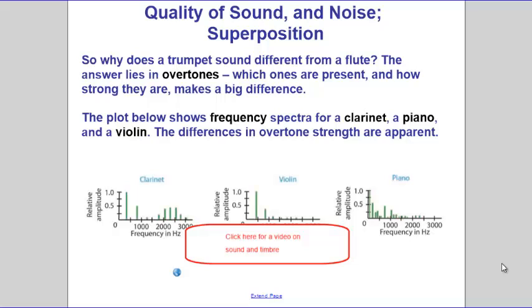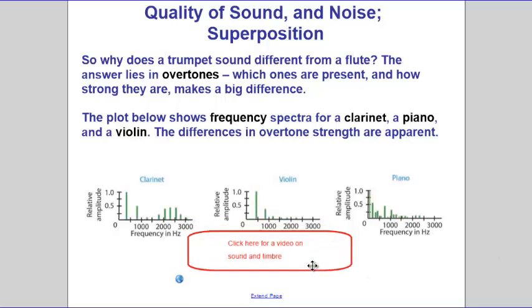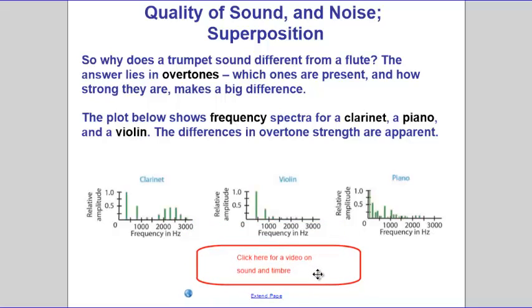The plot below shows frequency spectra for a clarinet, a piano, and a violin. The differences in overtone strength are apparent. So we see relative amplitude versus various frequencies for each type of instrument. You note that this frequency within the clarinet is relatively strong, where another one slightly above 1000 Hertz is weak.